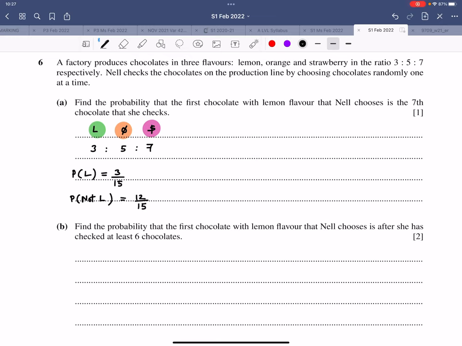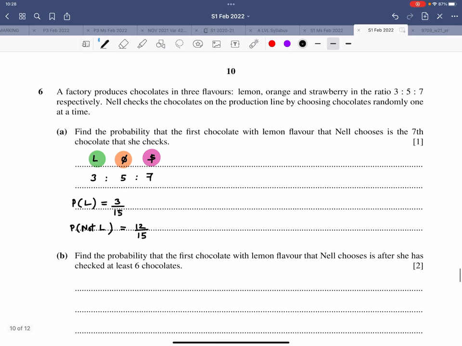Now when we do this working, first you have to decide what the working is all about. Is it about geometric distribution? Is it about a binomial distribution? That you have to think. The first chocolate, this is the key word, the first chocolate. Therefore, X follows a geometric distribution. Probability of success is 3 over 15. Of course, you can reduce it because the probability is fixed. 7th chocolate. So therefore, the first 6 are failures and the last one is success. So last one is 3 over 15. The first 6 are 12 over 15 raised to power of 6.